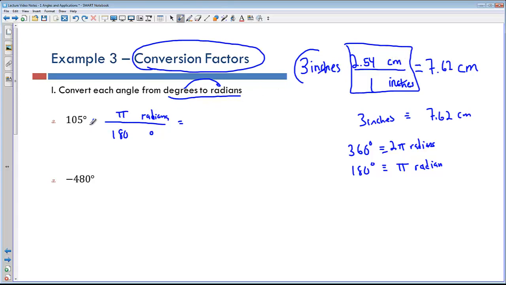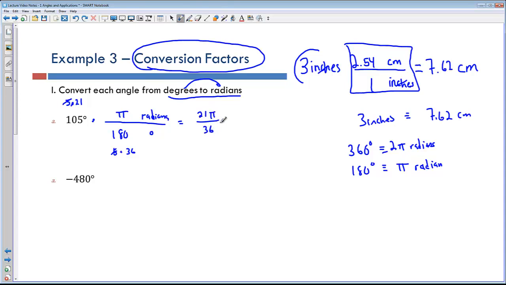And so to do this, we may need to do a little bit of simplification here. So notice that 105 is actually 5 times 21. And then 180 is actually 5 times what? So 20 is 100 and 16 is 80. So that must be, what, 36? So the 5s are going to cancel. And it's going to leave us with 21 pi divided by 36.